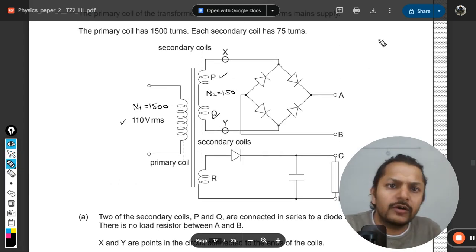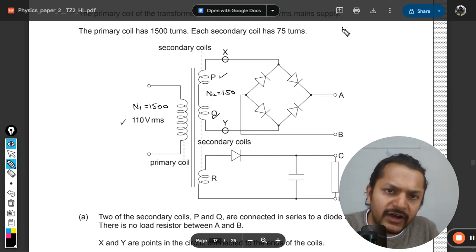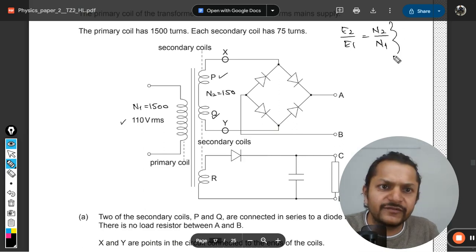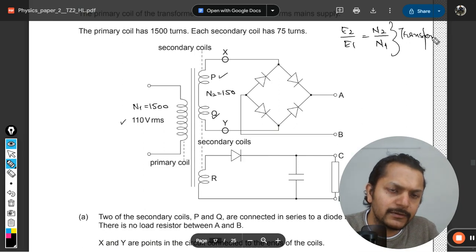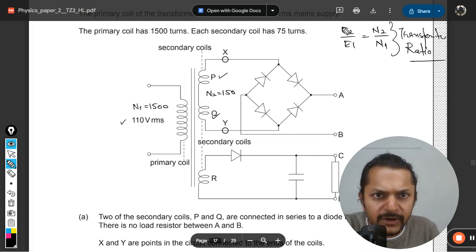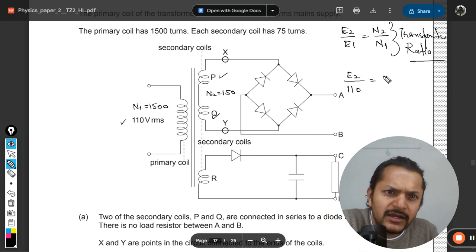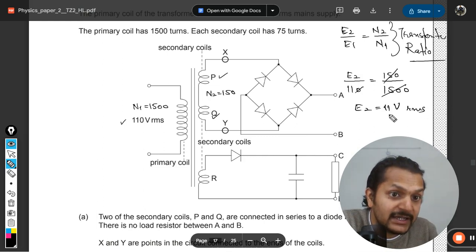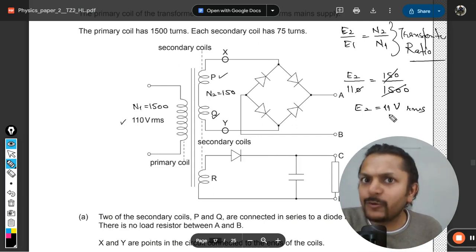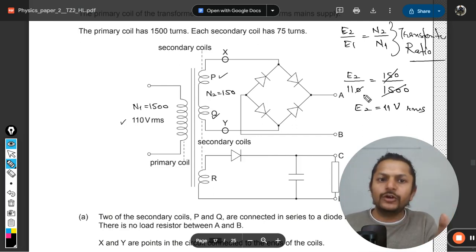So we would be using the formula E2 divided by E1 equals N2 divided by N1. This is known as the transformation ratio. E2 we want to find, and E1 is given as 110, N2 is 150, and this is 1500. Clearly this is 10. So E2 is coming out to be 11 volt, but this will be the RMS value. It will not be the peak value. Why RMS? Because we are using 110 volt, which is RMS.